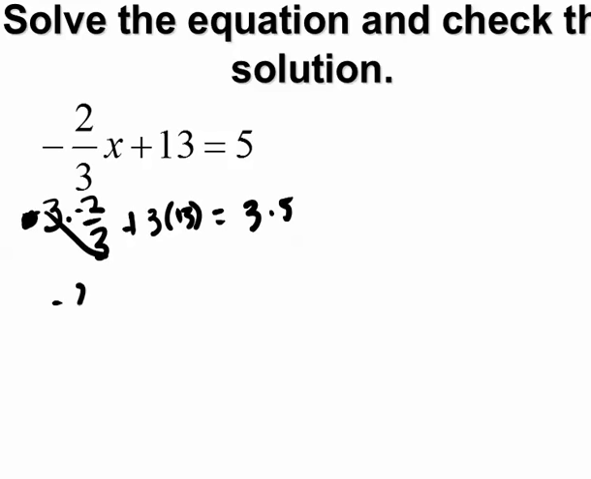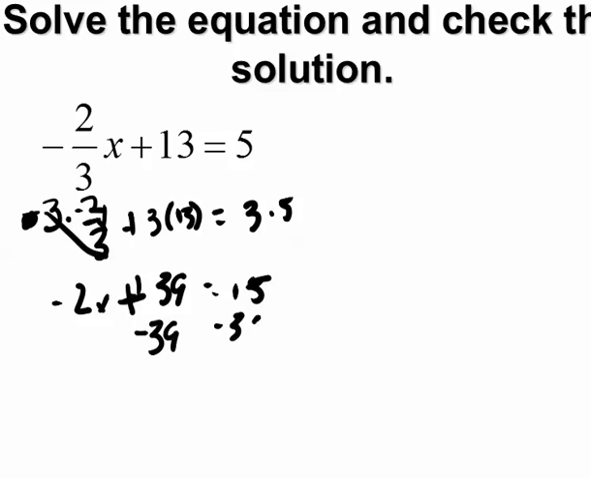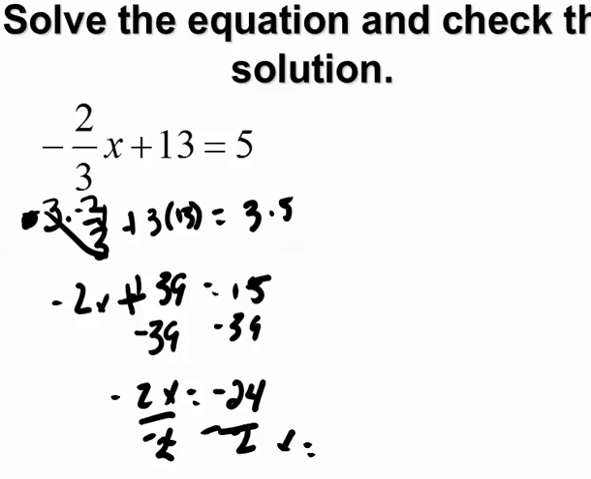Those will cancel. Negative 2x plus 39 is equal to 15. Subtract 39. Negative 2x is equal to negative 24. Divide by negative 2. X is equal to 12.